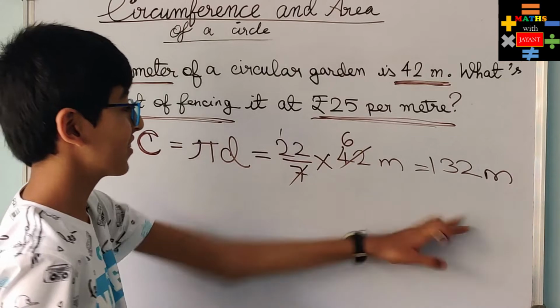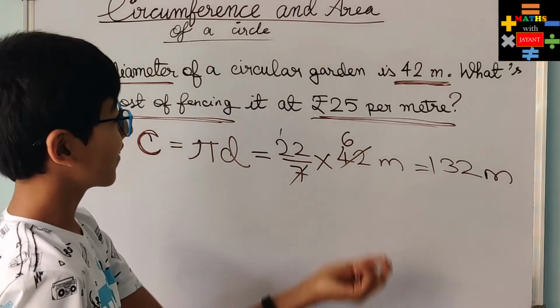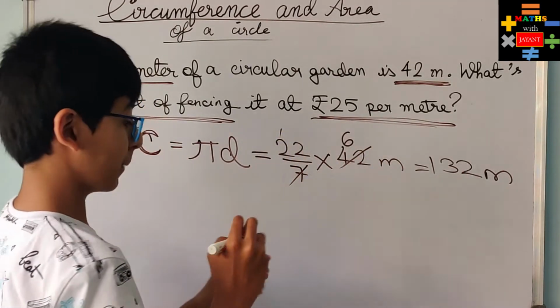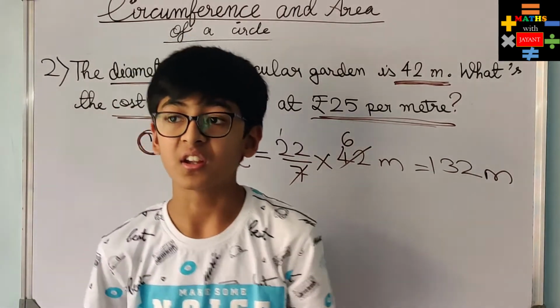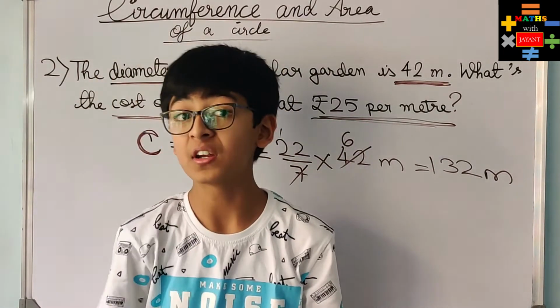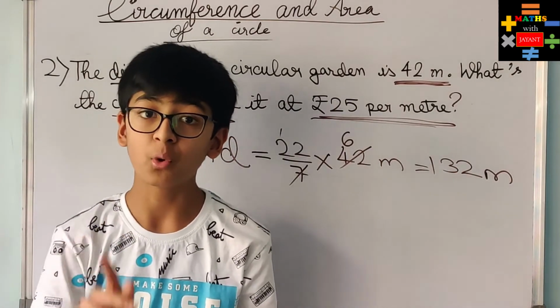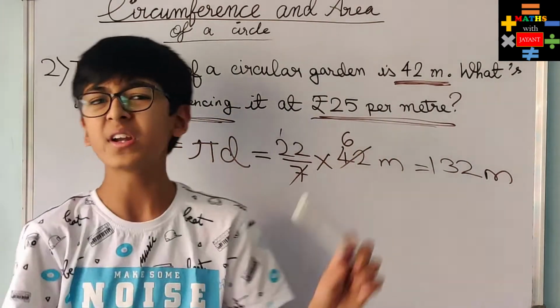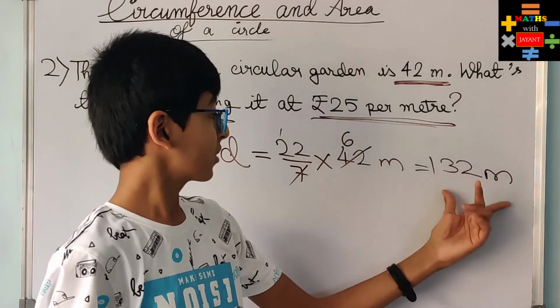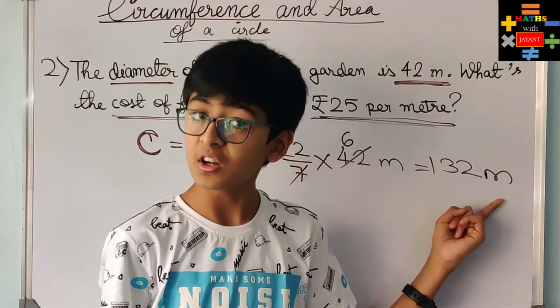Is that a question? No. Our question is, what is the cost of fencing it at rupees 25 per meter? What are they asking here? See, now they need to fence this entire garden. We figured out the length, how much they need to fence. They have told that 1 meter will take 25 rupees. So how much rupees will they take for 132 meters?